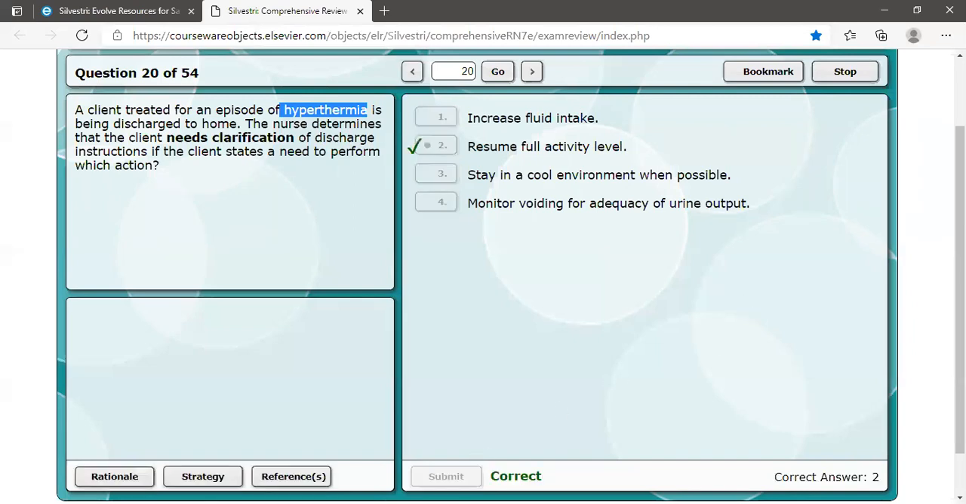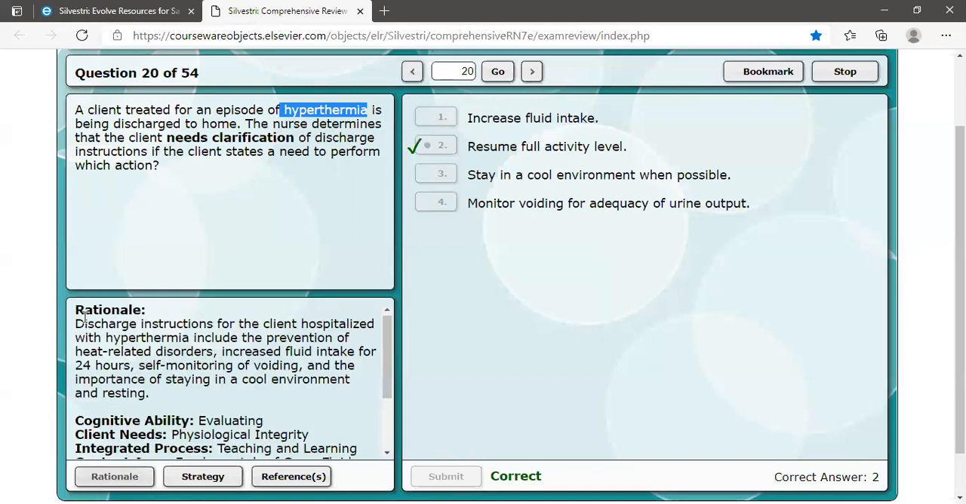What is their explanation? The discharge instruction for the client diagnosed with hyperthermia. The education would include how to prevent heat-related disorders, increase fluid intake, self-monitoring of voiding, maintaining an input-output chart, and also the importance of staying in a cool environment and taking rest.